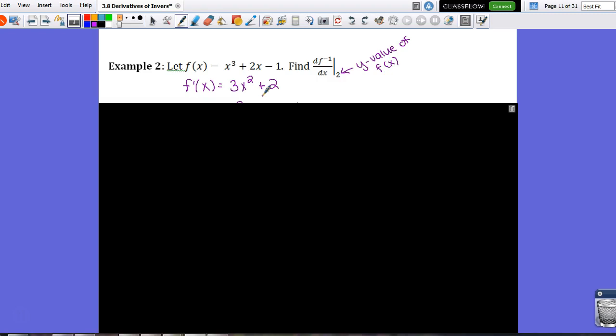So you have to set 2 equal to x cubed plus 2x minus 1. So anytime you solve an equation, you get it set equal to 0.